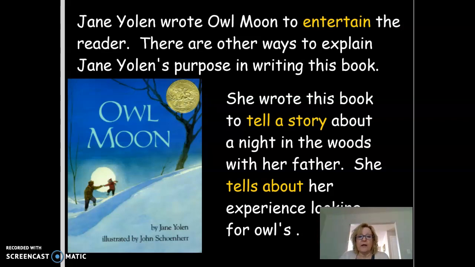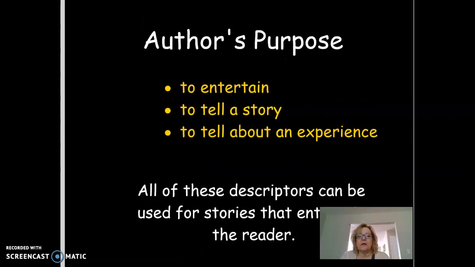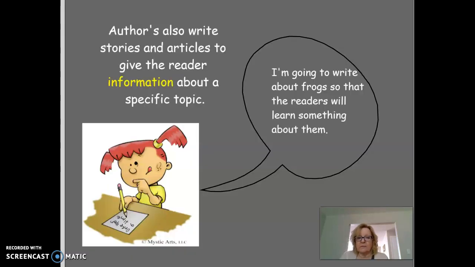Jane Yolen wrote Owl Moon to entertain the reader. She wrote the story to tell a story, and she tells about her experience looking for owls. So an author's purpose could be to entertain, tell a story, tell about an experience. These are all descriptors for when an author is writing to entertain.